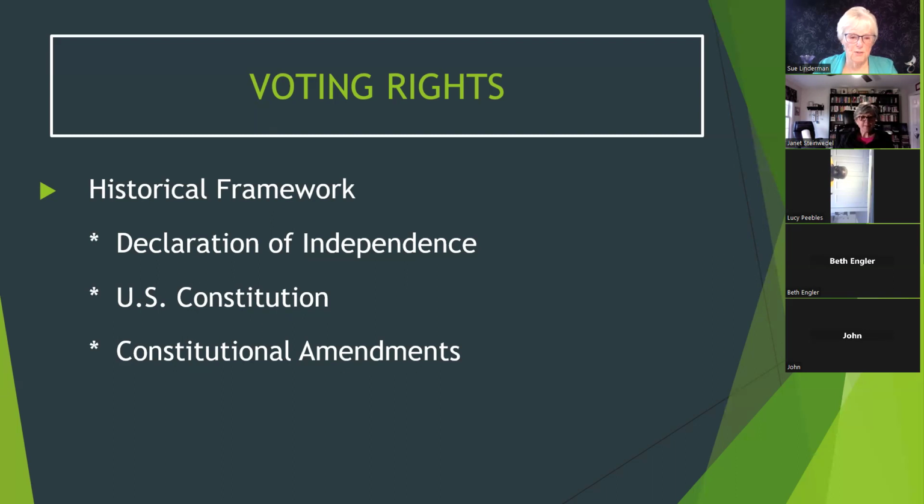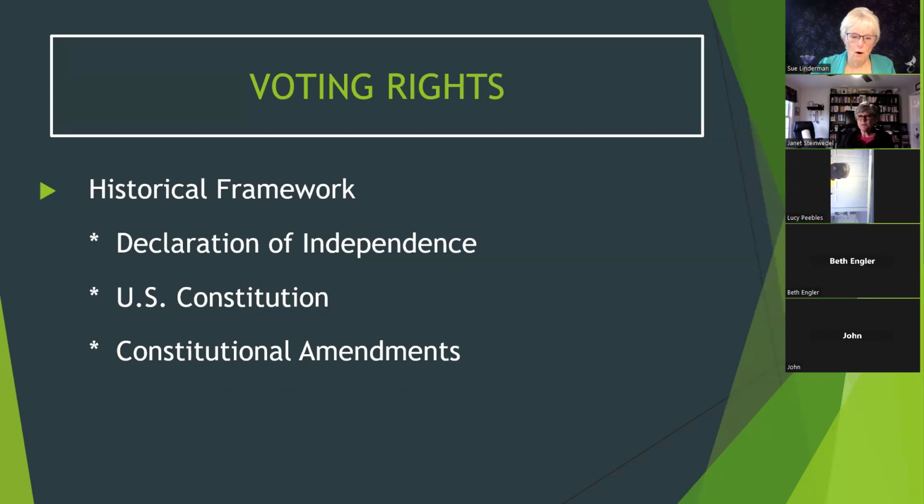Interestingly, in the United States Constitution, there is only one clause that refers to voting. It is Article 1, Section 4, Clause 1, and it reads, "The times, places, and manner of holding elections for senators and representatives shall be prescribed in each state by the legislature thereof. But Congress may at any time make or alter such regulations, except as to the place of choosing senators." That's all the Constitution has to say about voting.